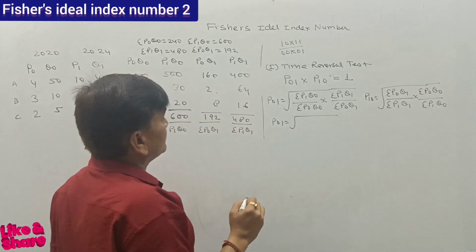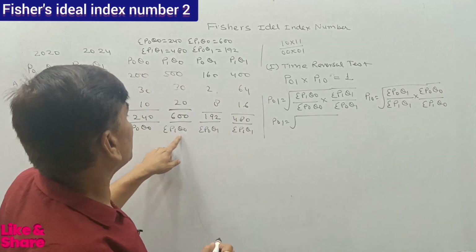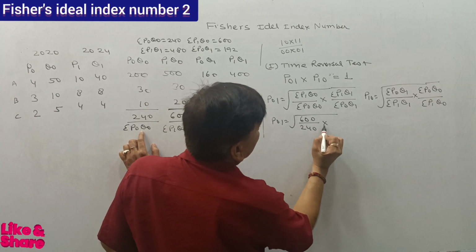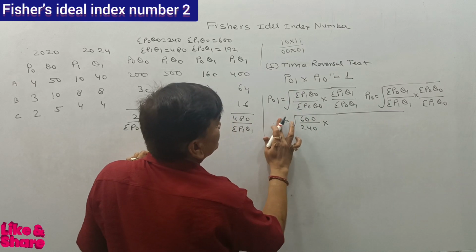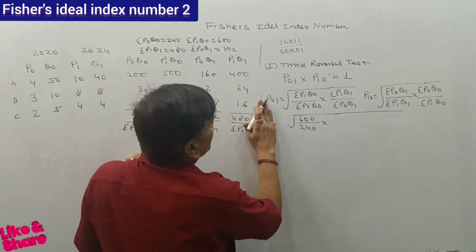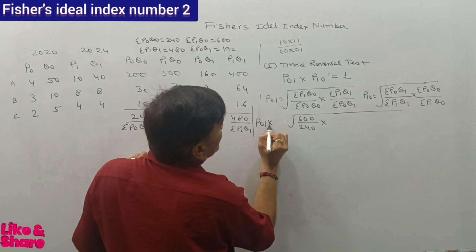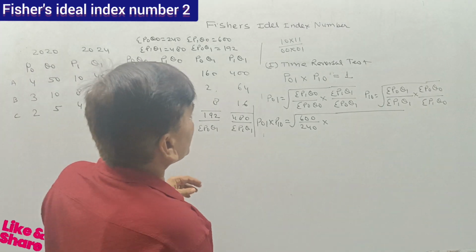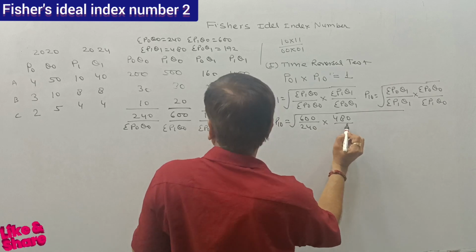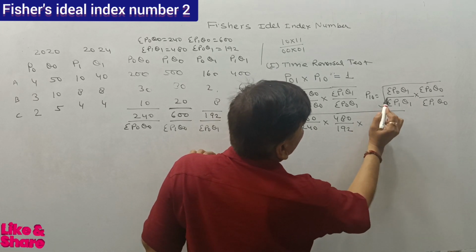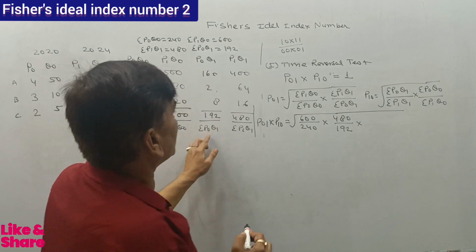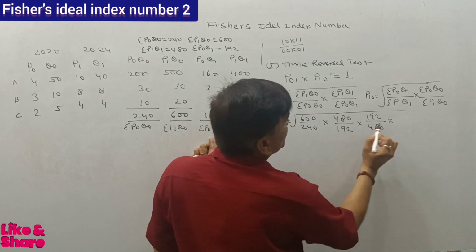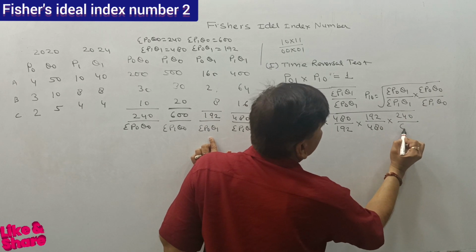Now this value is P1 Q0, that is 600, divided by P0 Q0, 240. Multiply both. So P01 times P10 is 600 divided by 240, multiplied by 480 divided by 192, where P0 Q1 is 192, multiplied by P1 Q1, 480, multiplied by P0 Q0, 240, divided by 600.